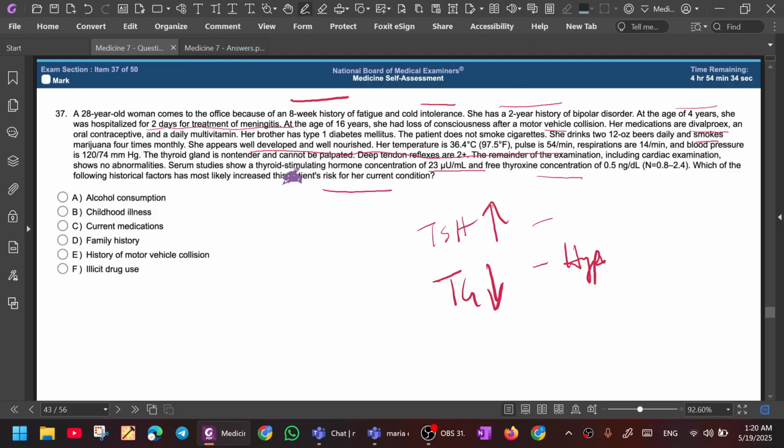And free thyroxine is low. So TSH is high. Which of the following historical factors has most likely increased this patient's risk for recurrent symptoms? What has increased the risk for recurrent symptoms?